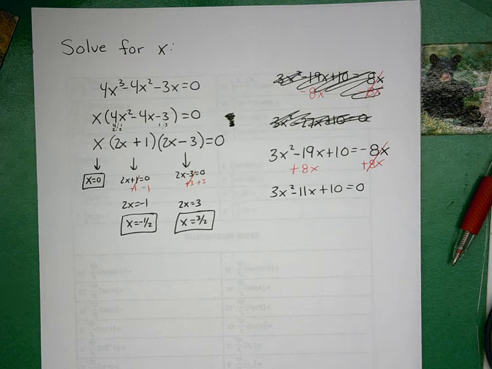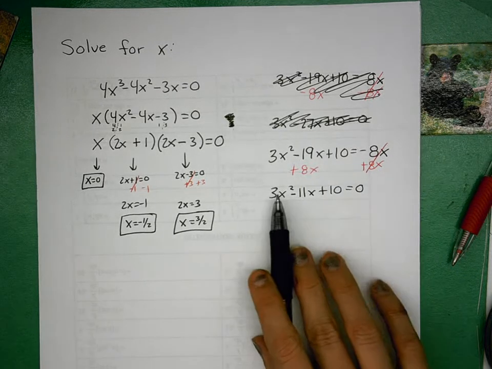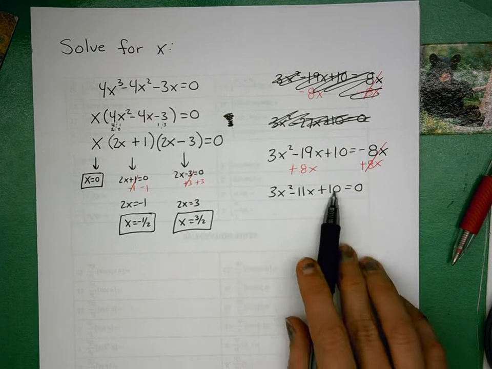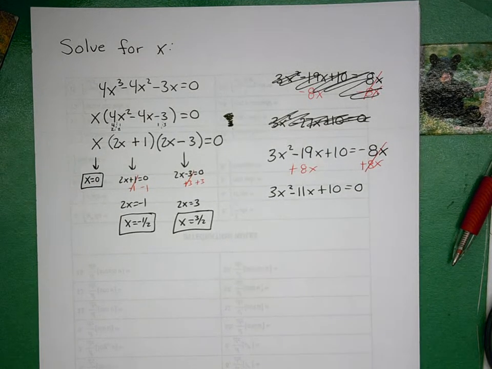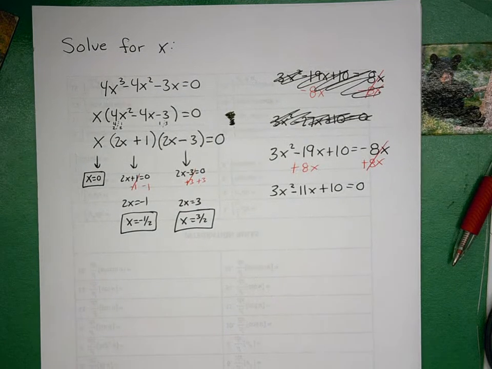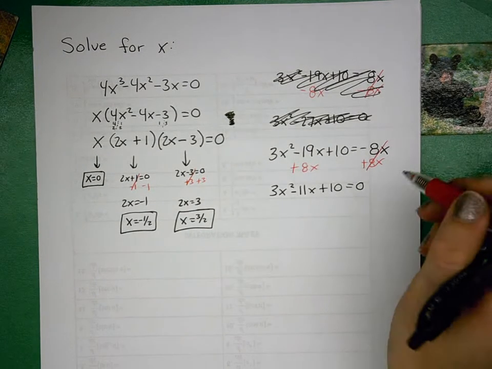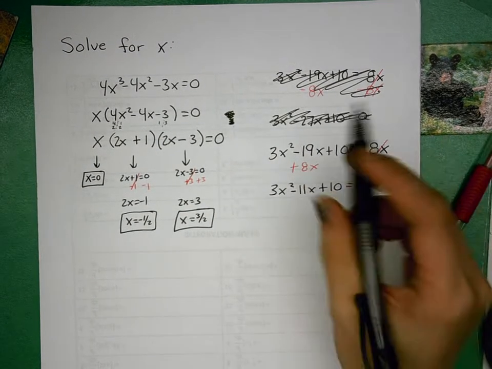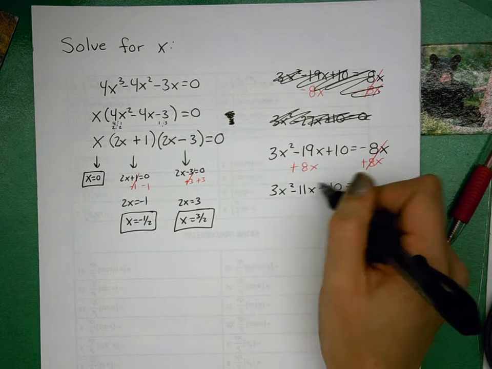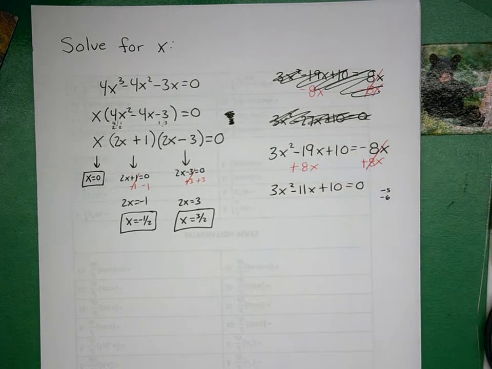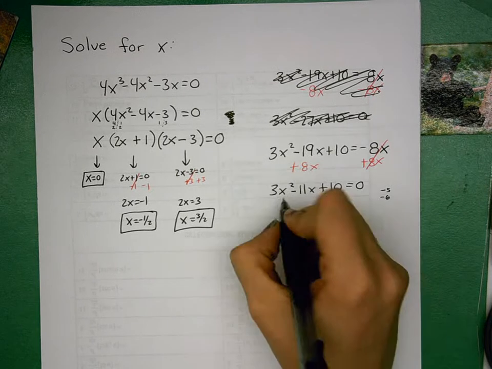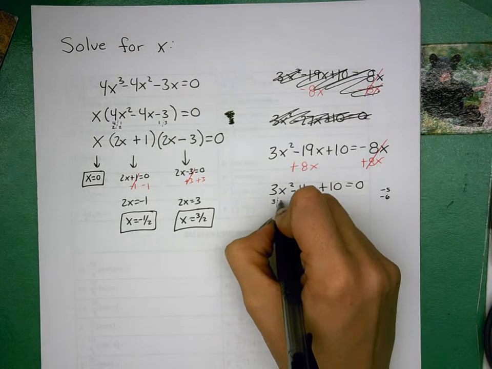But this one does factor, and so if you can find two numbers that multiply to 30 and add to negative 11, you can potentially speed up the process a little bit. Quadratic formula would be much more time consuming in this case. So two numbers that multiply to 30 but add to negative 11 are negative 5 and negative 6. And so that's what I'm going to be wanting to create as I break this up.